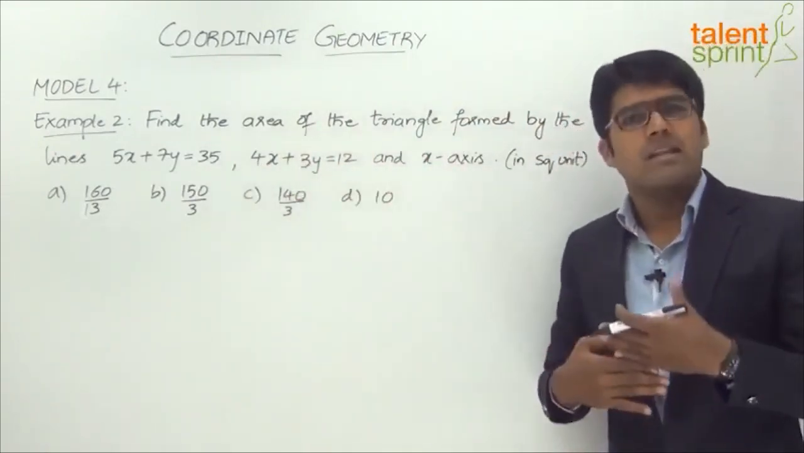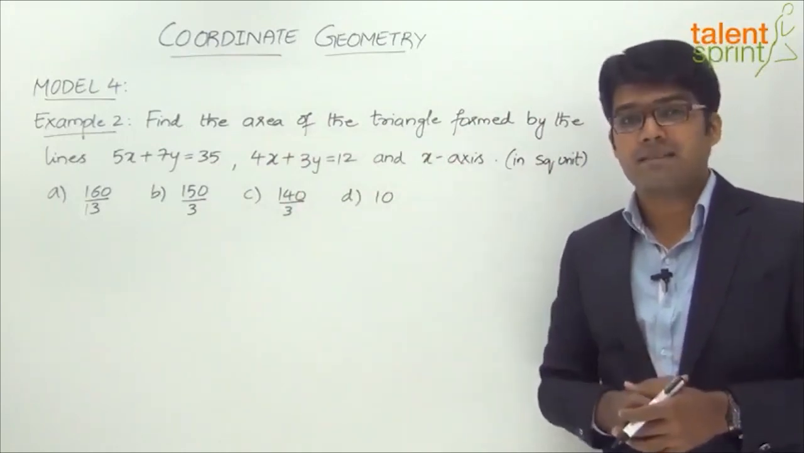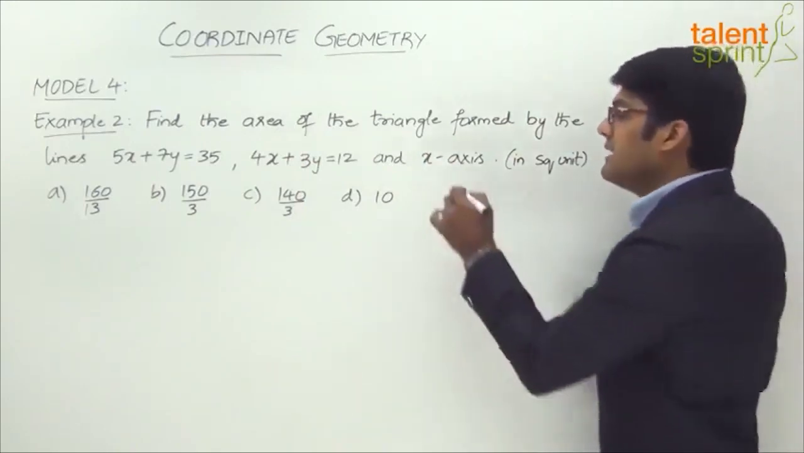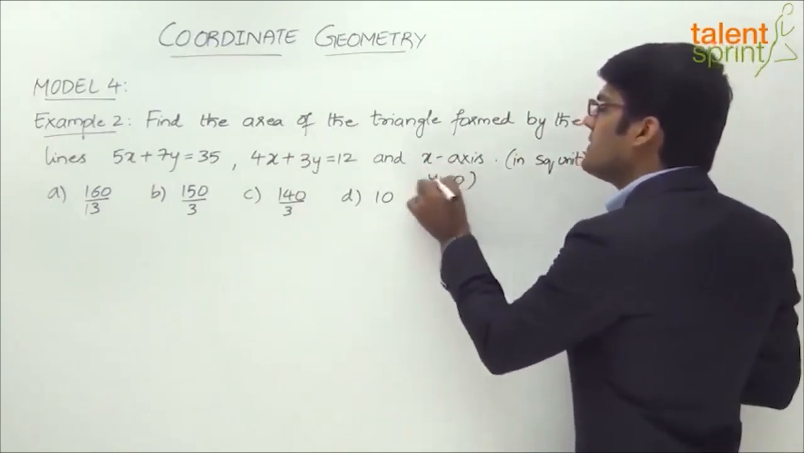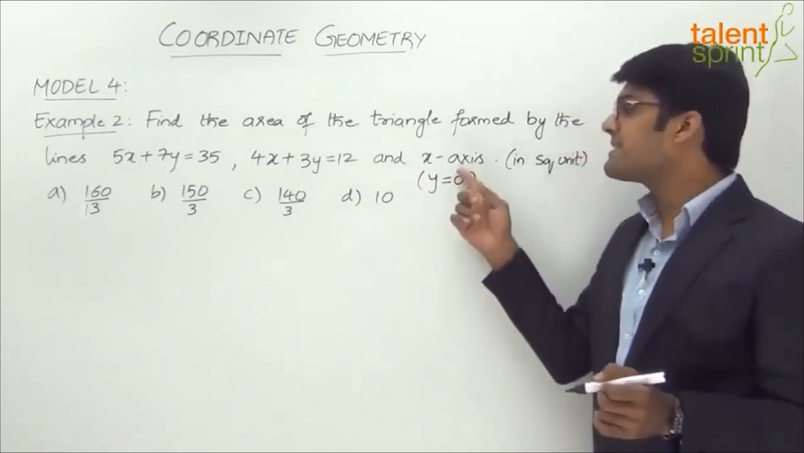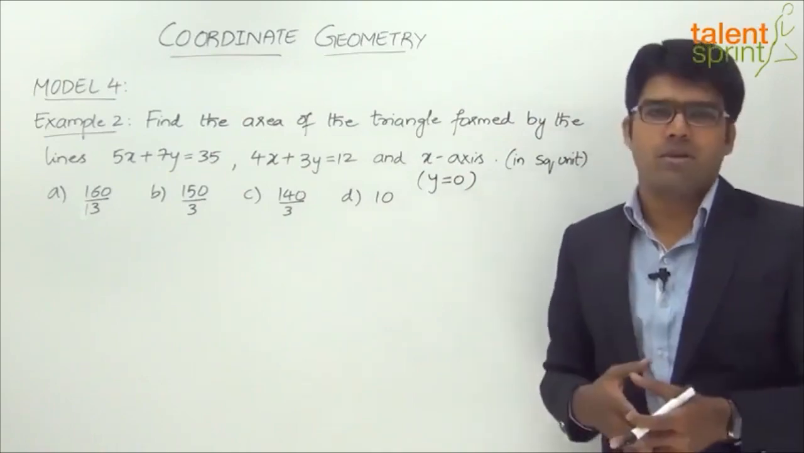Well, x-axis is also a line. But how do you define x-axis? What is the equation of x-axis? Y equals 0, right? We have learned this earlier. The equation of x-axis is y equals 0. Likewise, the equation of y-axis is x equals 0. Why do we say the equation of x-axis is y equals 0? Because on the x-axis, the y coordinate is always equal to 0.